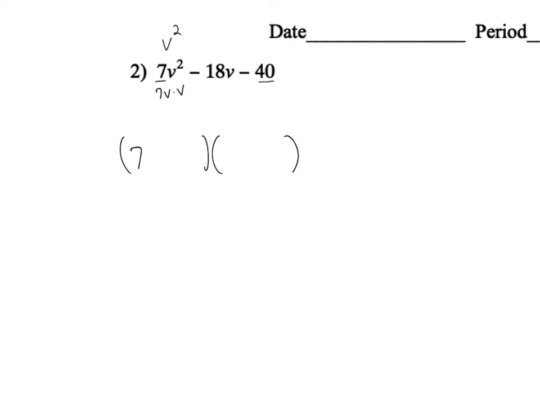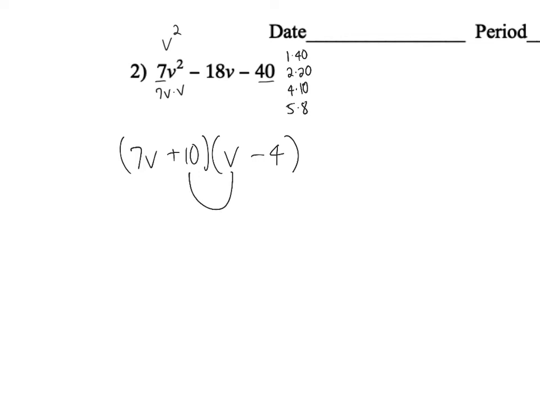So that's going to go in the first one here. It's the only factors of 7v squared. What multiplies to 40? Well, I got 1 times 40. What else do I have? 2 times 20. 4 times 10. 5 times 8. And those are all the different factors here. Okay. Why don't you pause the video and see if you can guess what the correct factorization is going to be for this.